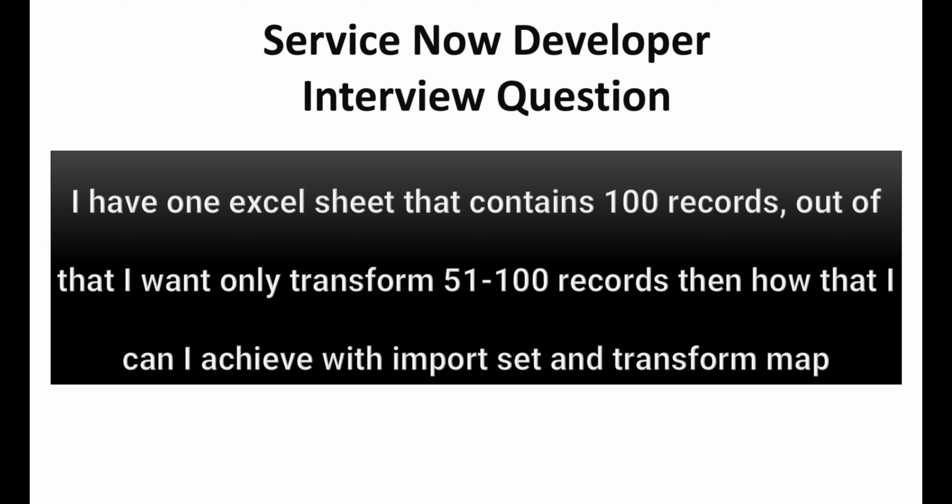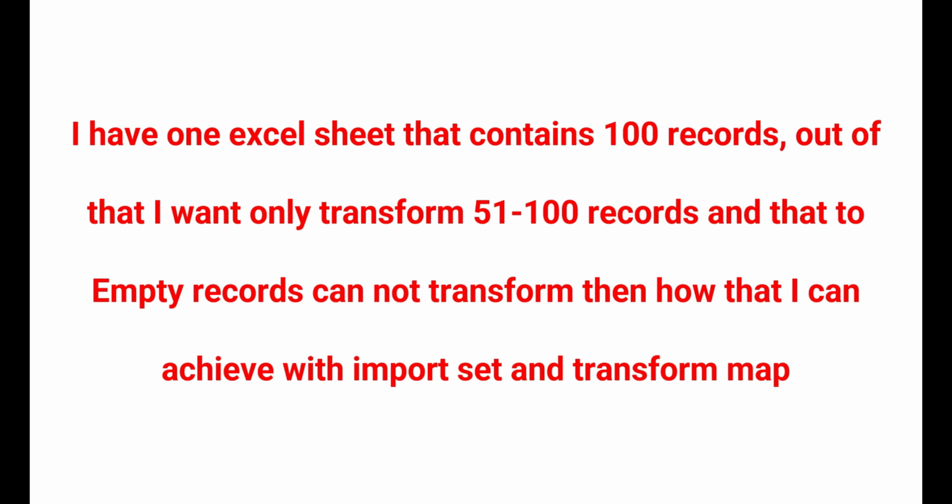So how to achieve this with a transform mapping? Do we need to write a script or not? Yes, we need to write a small script for that. If you write a small script for this particular transformation, then you will get only the 51 to 100 records. The remaining records will not be updated. How to do that? I'll check it.